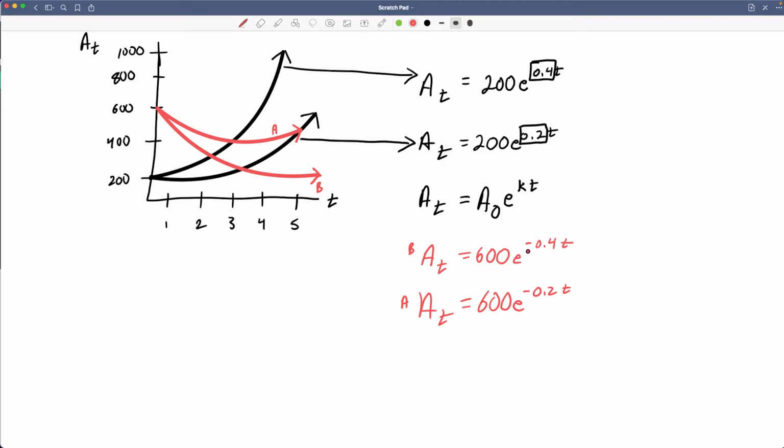When it's negative, the bigger number is going to decline faster than the smaller number. When it's positive, the bigger number is going to increase faster than the smaller number. Pretty straightforward. So let's do some example problems using this theory.